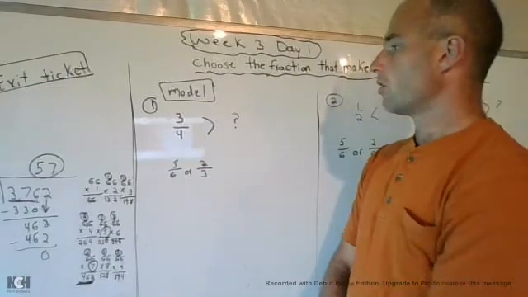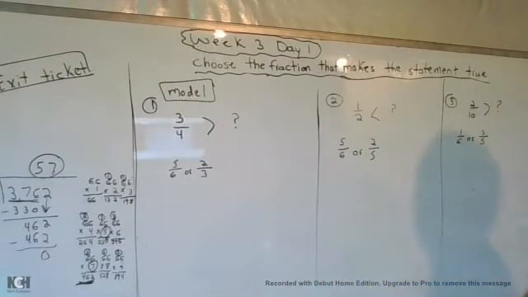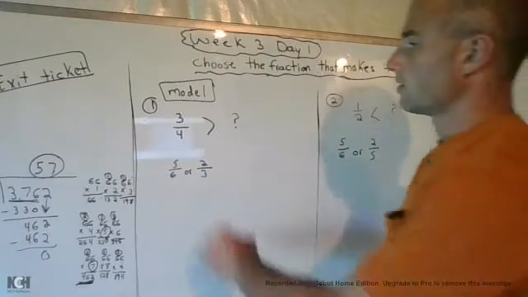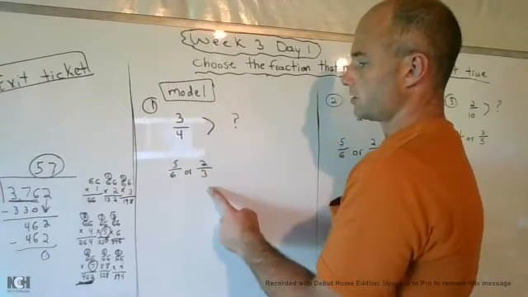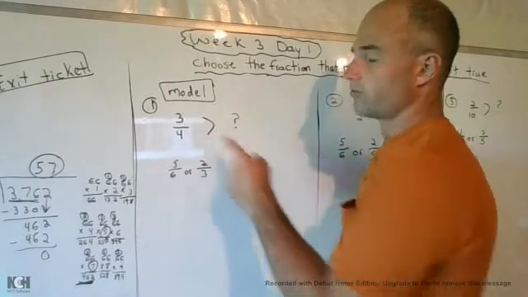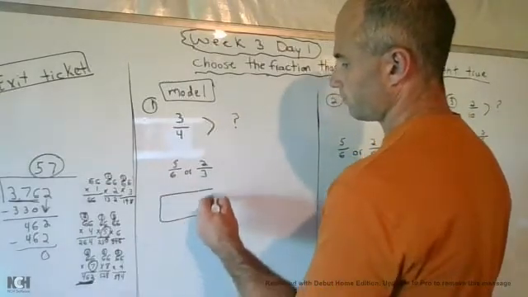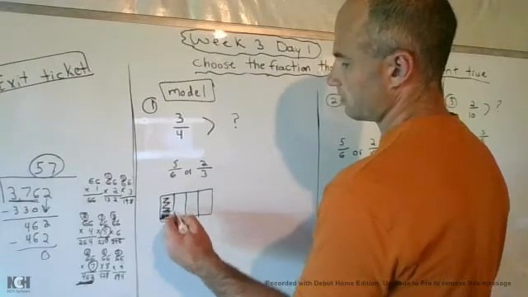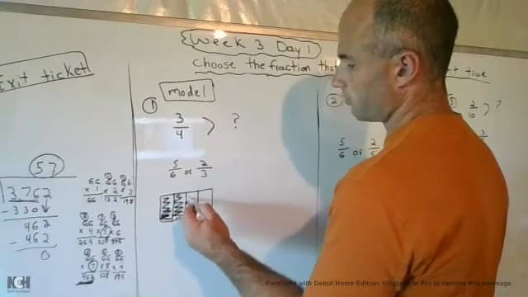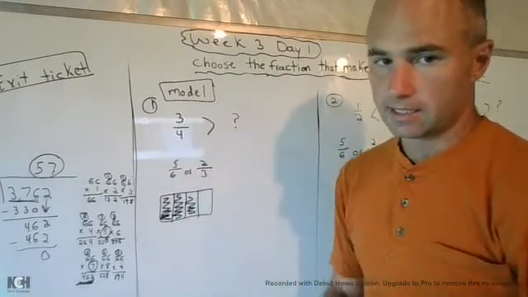Ultimately, the problem where we choose the fraction that makes the statement true is what we're going to focus on today. So I have 3/4, and I want to know which of these fractions is less than 3/4. So what does 3/4 look like? I don't have different colors to make it colorful, but here's your 3/4. Which of these is going to be less than that?